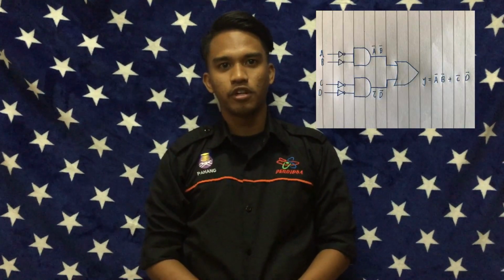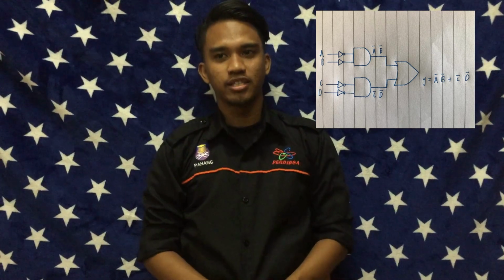Okay, from the Boolean expression, we can construct the logic gate circuit. This logic gate circuit has 2 AND gates and 1 OR gate, and for each input we have inversion, and the last output we get A bar B bar plus C bar D bar.